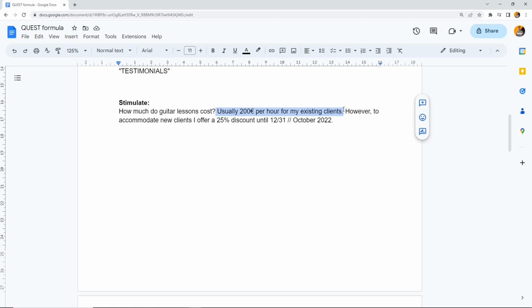So usually 200 euros, so this is way too much. I thought it might be 150 euros per hour. However, to accommodate new clients, I offer a 25% discount, which means now it doesn't cost 250 anymore, but rather 150. So now it's exactly the price I expected. And since it's already a discount, I should really buy now. So discounts always work. They are always an advantage. And you also have here a limitation in time, only until the end of October or October 2024.